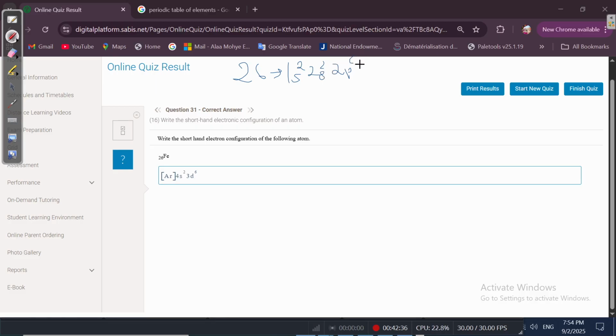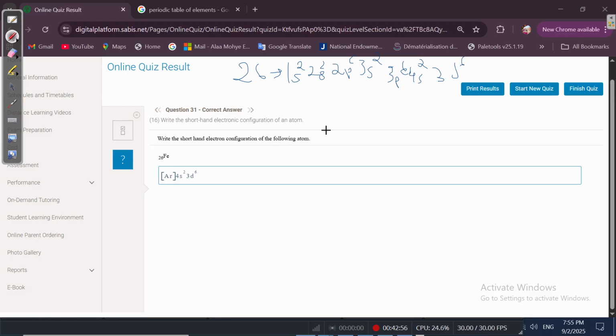2s2, 2p6. We said, yeah. 3s2, 3p6, 4s2, and how much do we have left? 4s2 and then 3d. How much? 6. Nice. The argon, the right shorthand configuration.